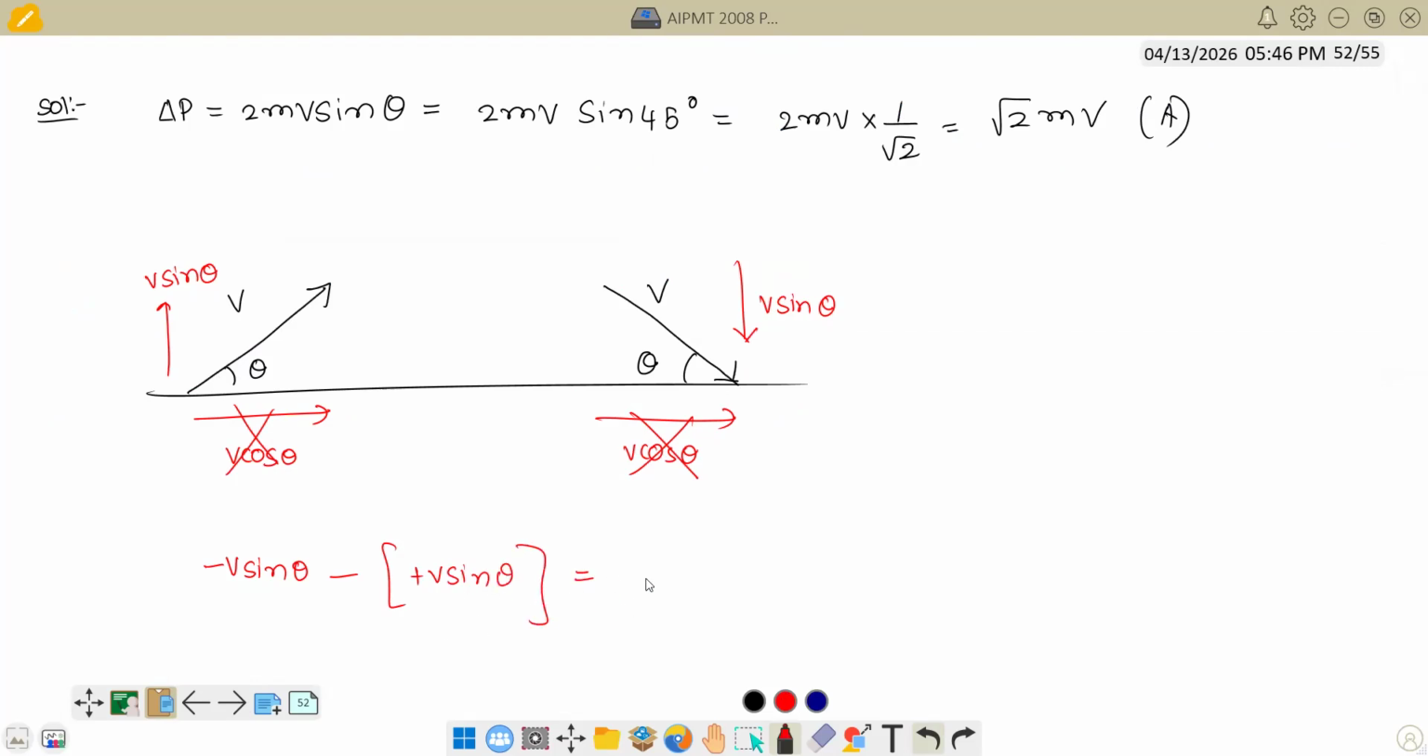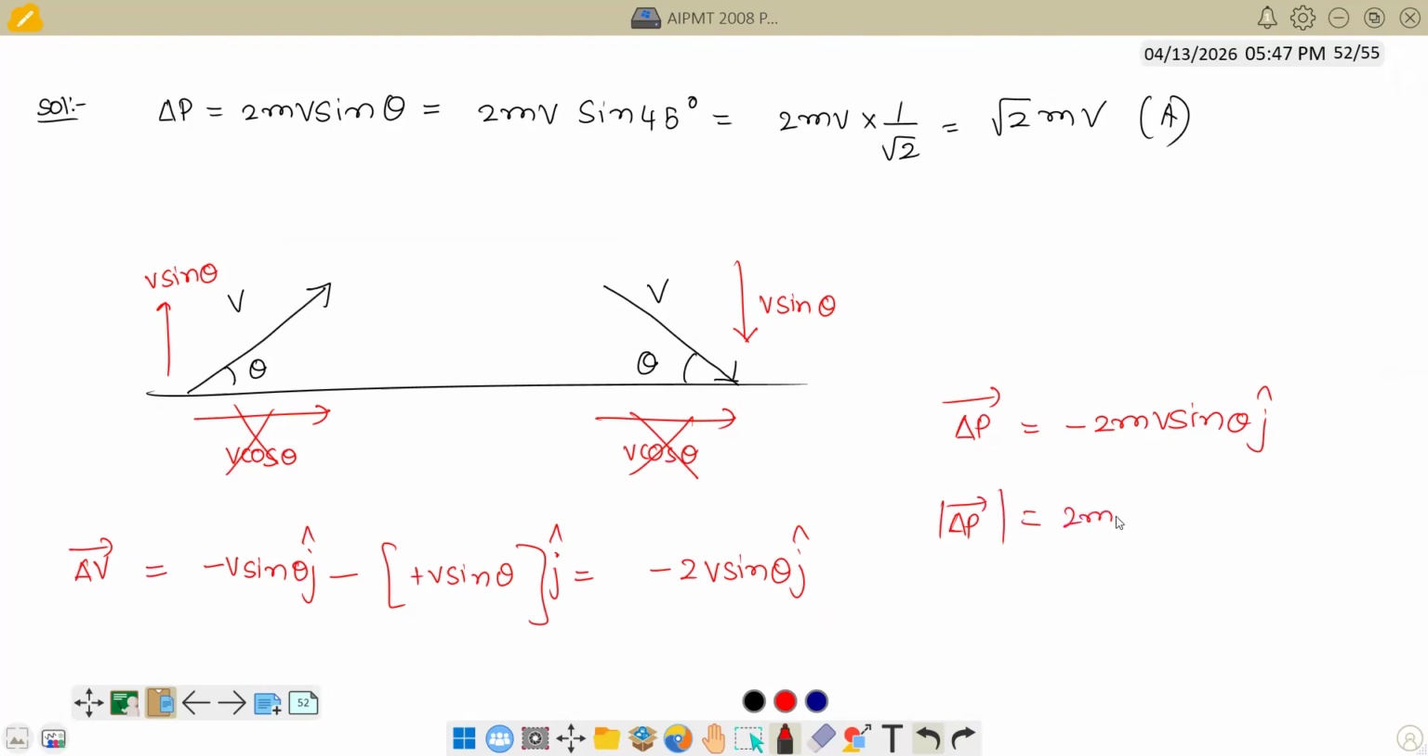I'm doing it vectorially. So I'll write j cap for convenience. I'll take down as j cap. So this is also j cap only. So I'll get minus 2 V sine theta into j cap. This is the change in velocity. Then if I want change in momentum, it would be minus 2mv sine theta into j cap, and simply the magnitude of change in momentum would be 2mv sine theta. Remember, this is similar to the ball hitting the wall model. That's the right way to do it rather than doing all these step-by-step things.